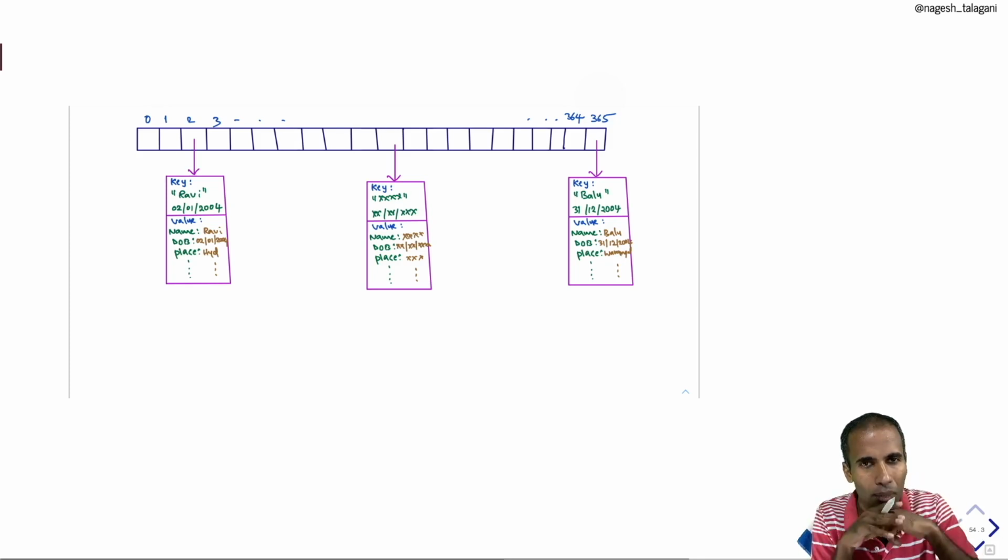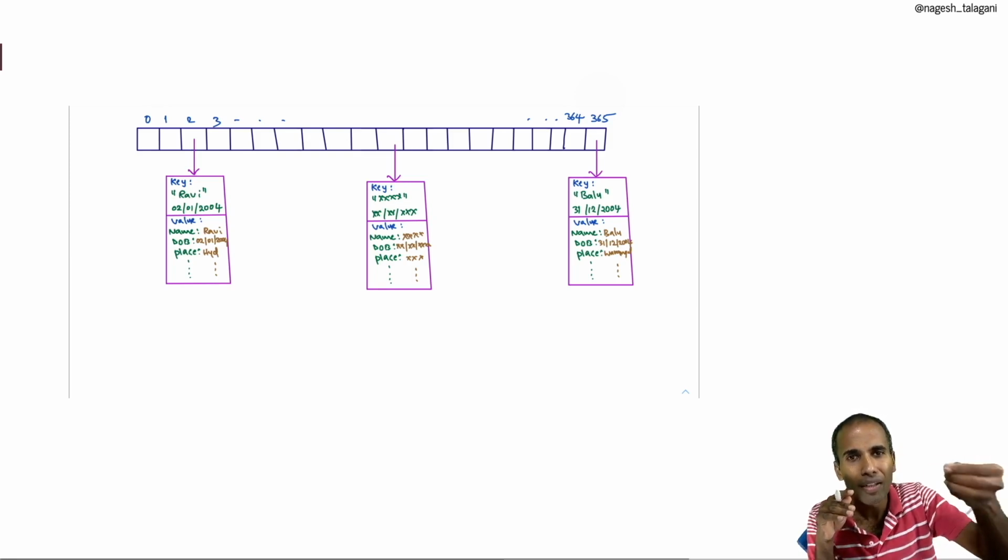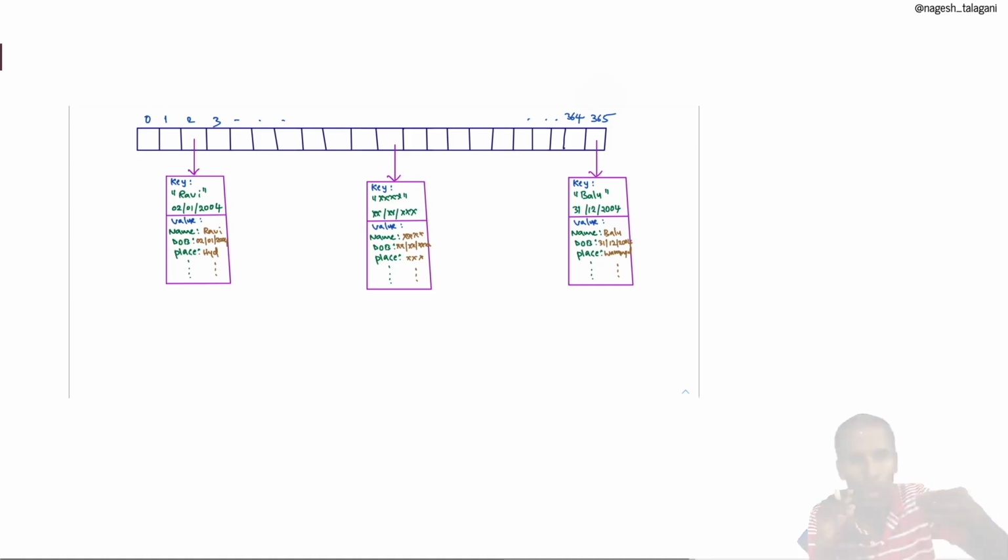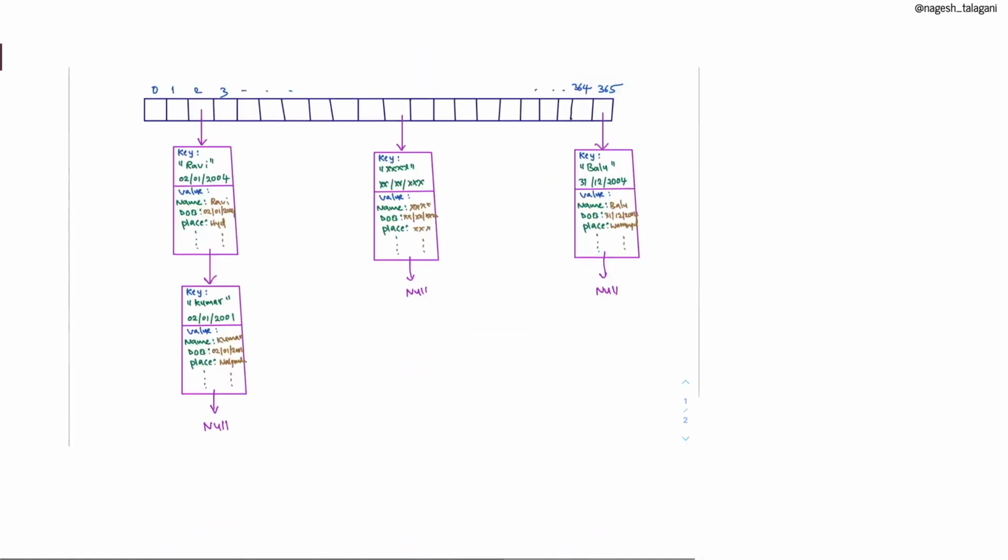But one problem with this hashing is collisions. That means two records may hash into the same index. For example, two students may have been born on the same day of the year, right? Okay, this is a problem. One way to deal with this problem is chaining. Instead of storing a single record at an index, you maintain a linked list of the student records who are hashing into that particular index. Like this, for example.